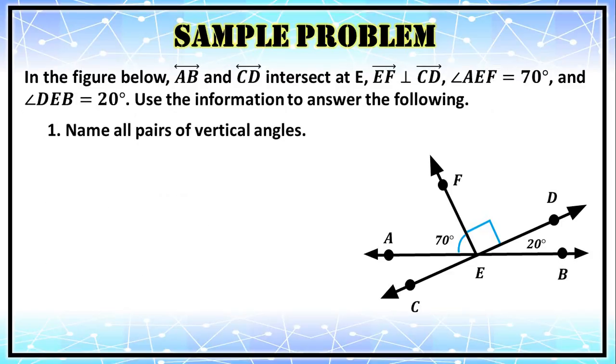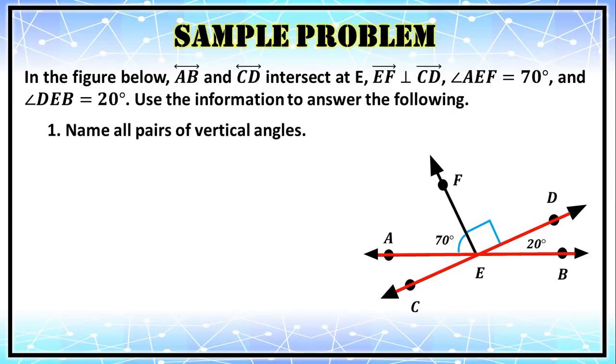So we have to name all pairs of vertical angles. What is a vertical angle? Vertical angles are formed by two intersecting lines. So we have two lines intersecting each other, line AB and line CD. Therefore we have an intersection between them.